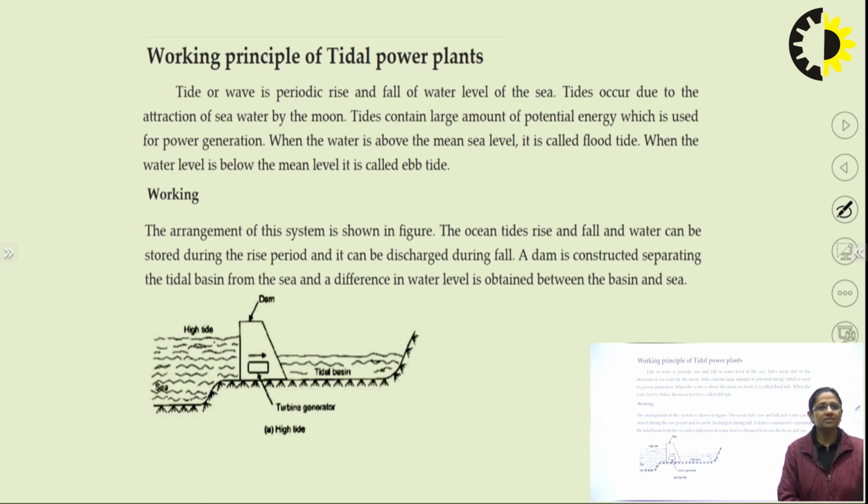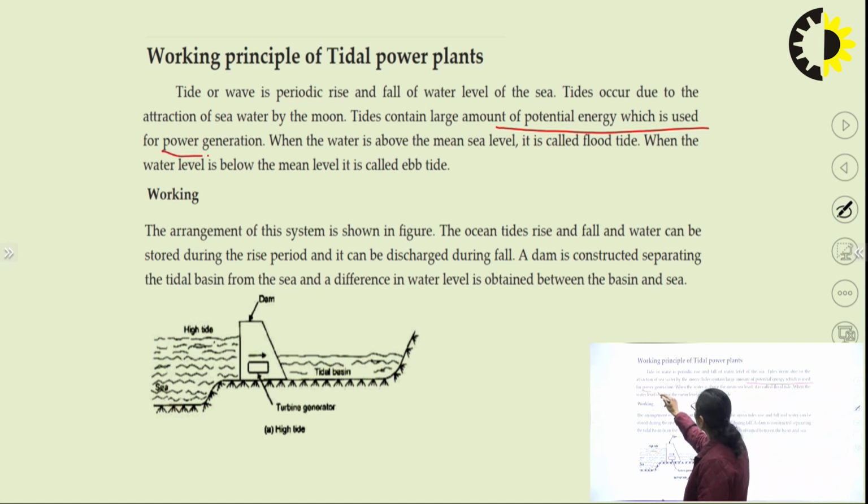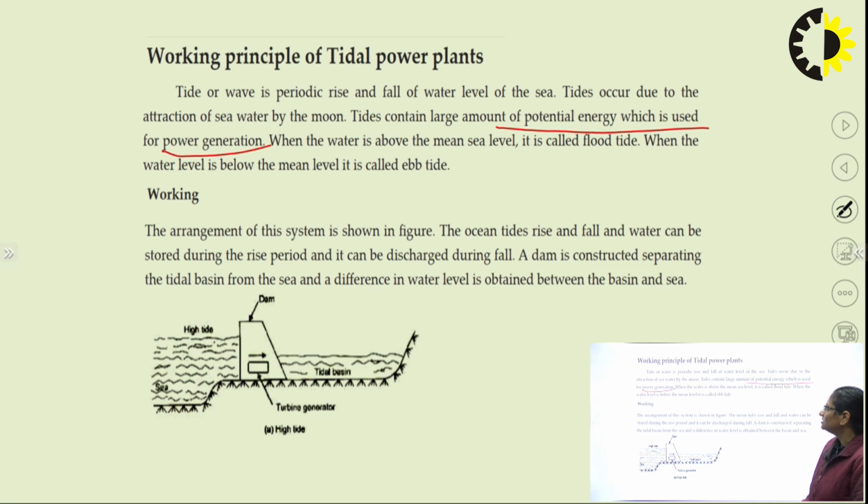Let us see the working principle of tidal power plants. The tide or wave is the periodic rise and fall of the water level of the sea. These tides occur due to the attraction of sea water by the moon. These tides contain a large amount of potential energy, and this potential energy can be harnessed for generation of electrical power. When the water is above the mean sea level, it is called the flood tide, and when the water is below the mean sea level, it is called the ebb tide, or the high tide and the low tide respectively.